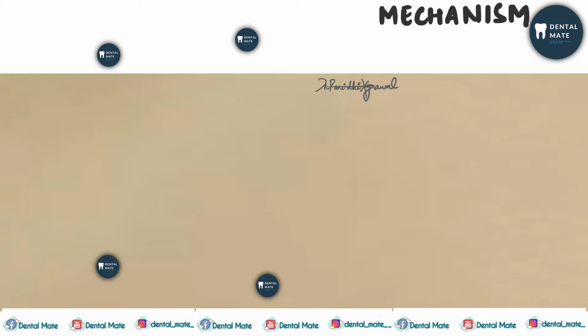Now, what is the mechanism of shedding? During shedding, there occurs resorption of roots of the teeth and destruction of the supporting periodontal ligament. The factors which are important are, first of all, the pressure from the erupting permanent successor.